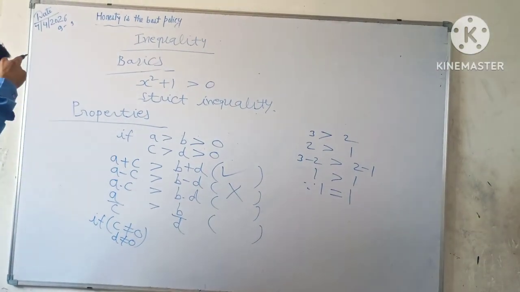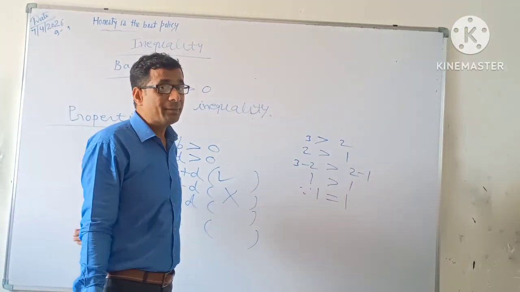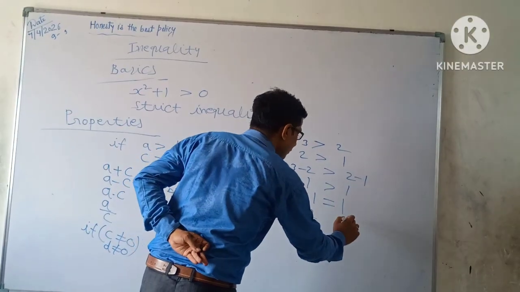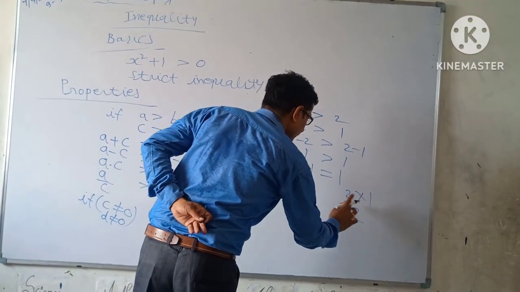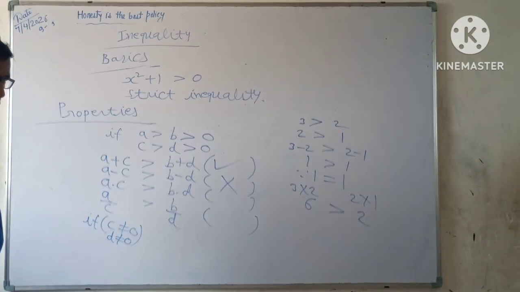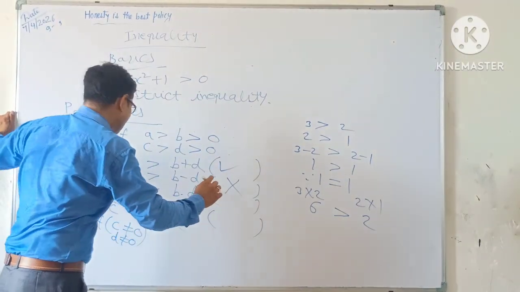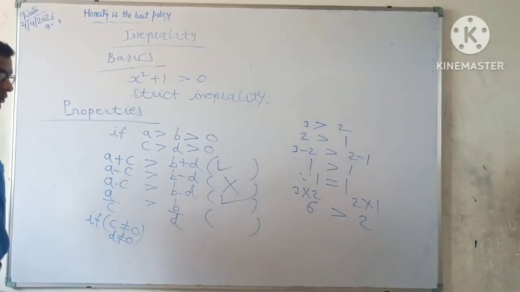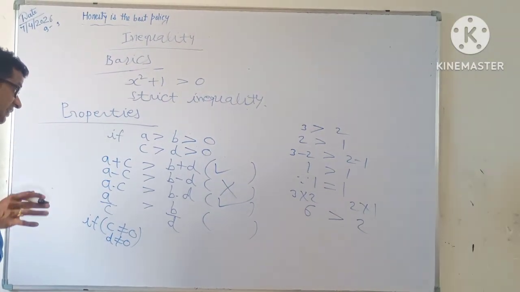Can we multiply now? If both are positive, like 3, 2, 2, 1. If we multiply here, we will find 3 2 are 6 and here 2 into 1, 2. And we will find that this is true. 6 is greater than 2, yes. If both are positive, then we can multiply, yes. A into C greater than B into D. So we can multiply. Now can we divide also?